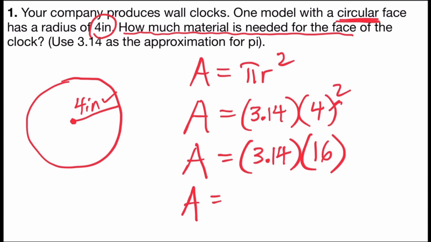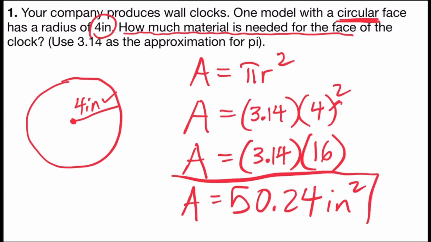I would find the area of the clock is 50.24. And so we would need 50.24 square inches of material to make this particular clock.